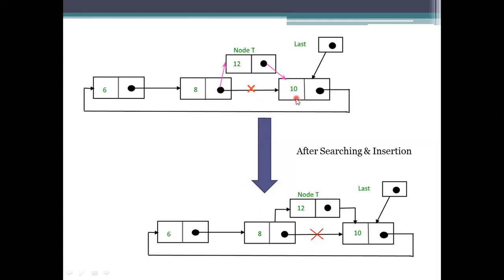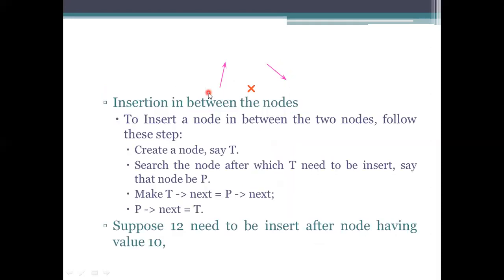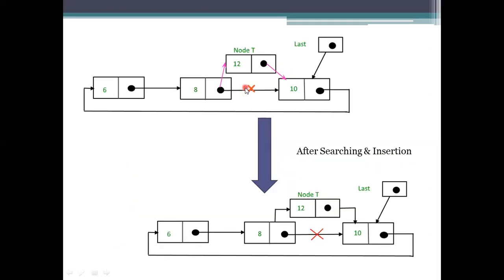What is the 8 next? 10. So make it T's pointer. And coming to the next one, P's next will be T. This is the P, this is the T, so P's next will be T. So if you are adding, we need to make the changes to the pointers. That's all. We add the new node by making these connections to the already existing ones.